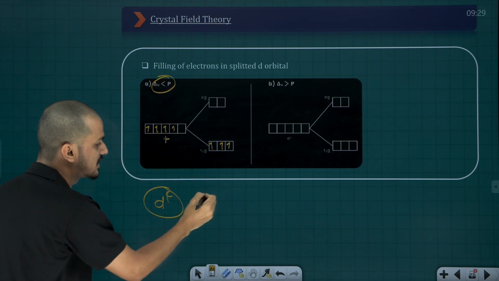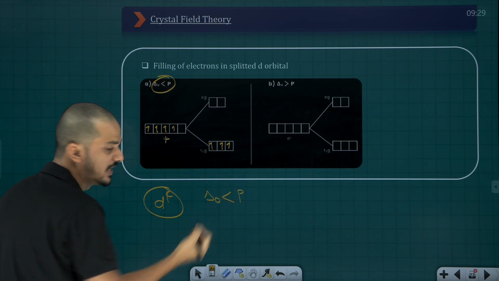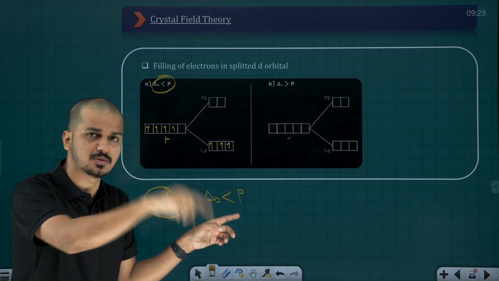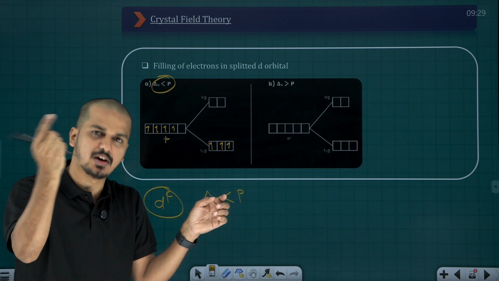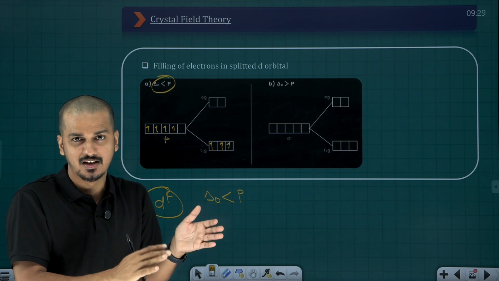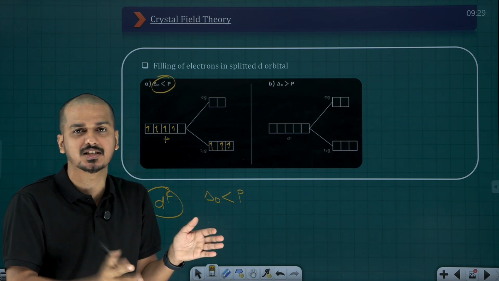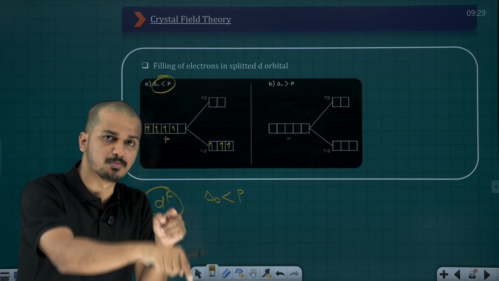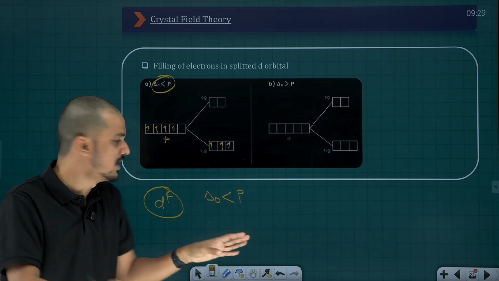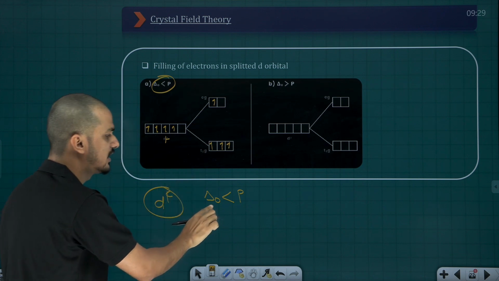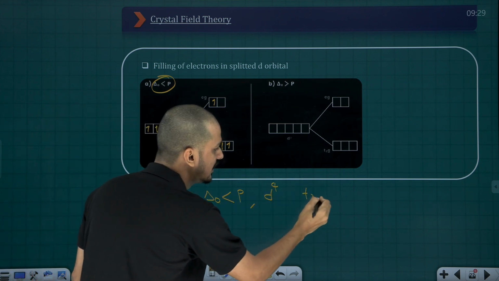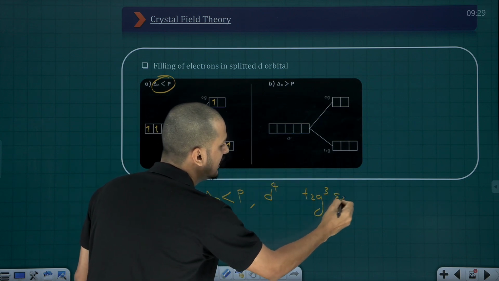And the 4th electron, where will it go? For that they gave the condition delta O less than P. That means pairing energy is the energy required for pairing. If pairing energy is more, means there is no pairing, because if the next electron goes to pair in the same orbital, there is a repulsion. To avoid that repulsion, they require some energy that is called pairing energy. Keep it in mind: if pairing energy is more, means no pairing. So the 4th electron will go here. So delta O less than P means, if it is d4 configuration, t2g contains 3 and eg contains 1.